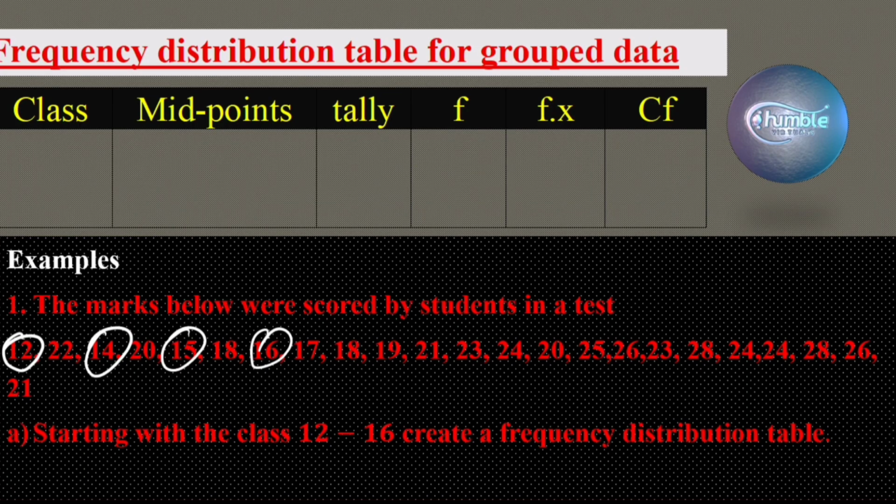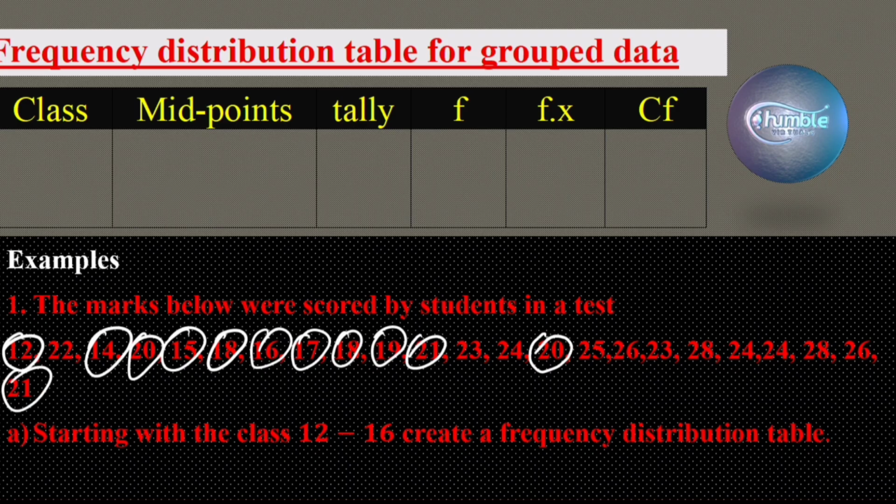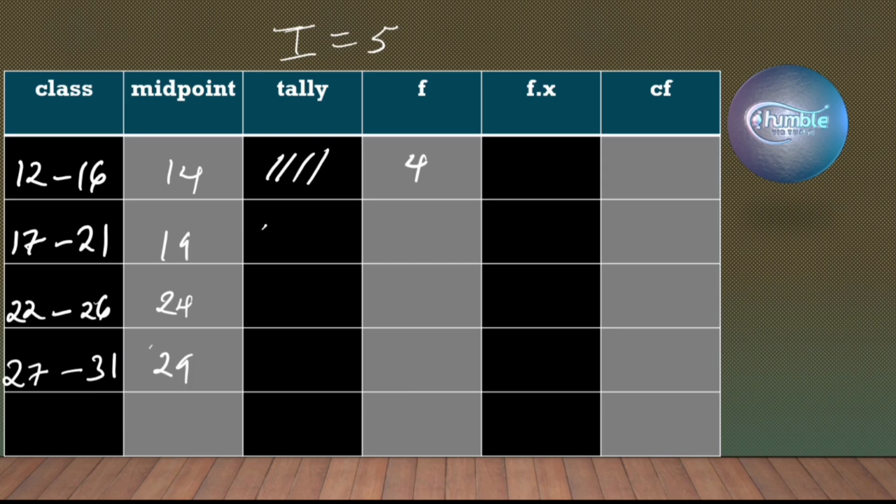The next, 17 to 21. So we have the first one here, 1, 2, 3, 4, 5, 6, 7, 8. So we have 8 values. So we have 1, 2, 3, 4, 5, 6, 7, 8.